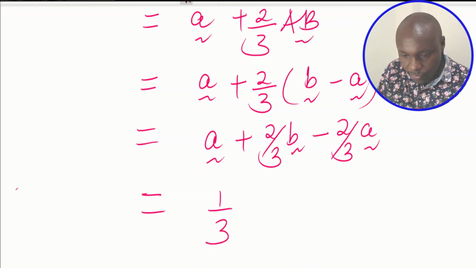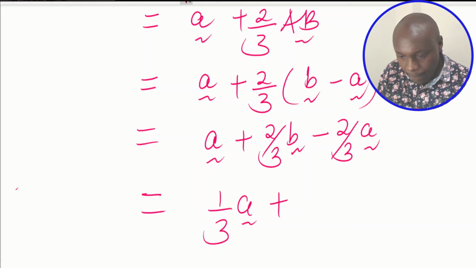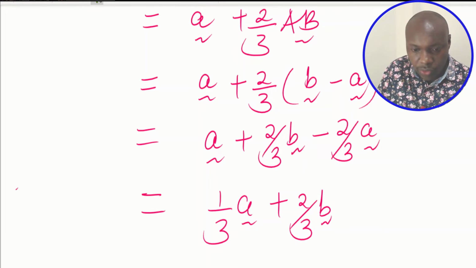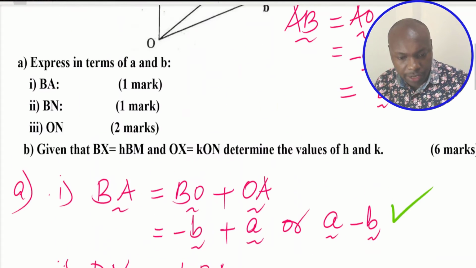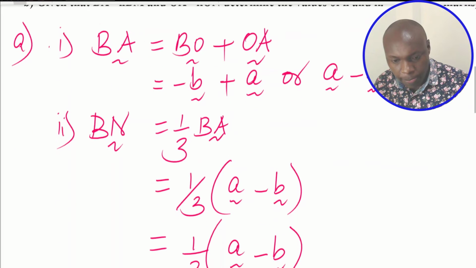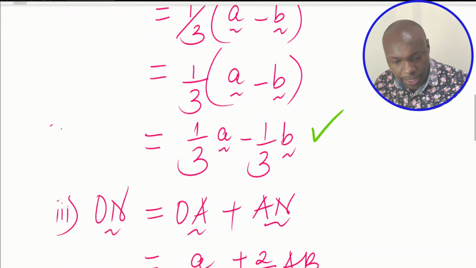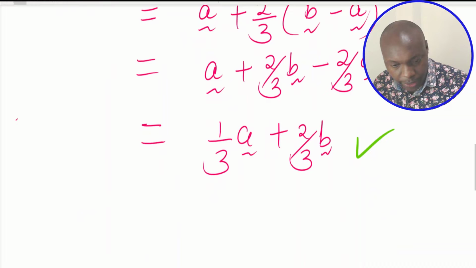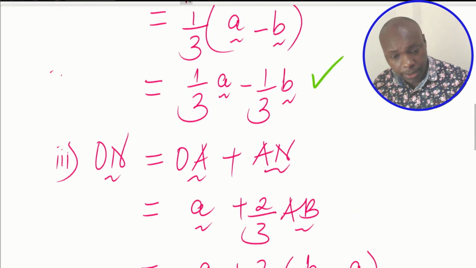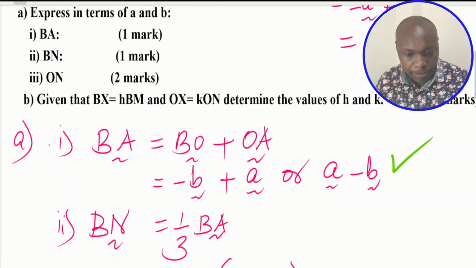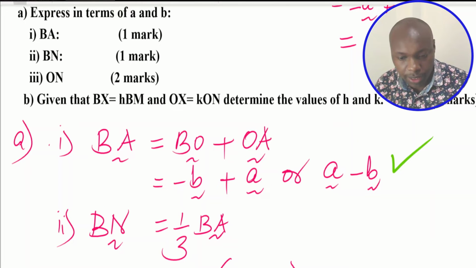This will give 1/3 A plus 2/3 B. So that is vector ON. Now we have obtained vector BA, vector BN, and vector ON. Now let's go to the second part of the question, where you're given that vector BX is equal to HBM and OX is equal to KON. Determine the values of H and K.